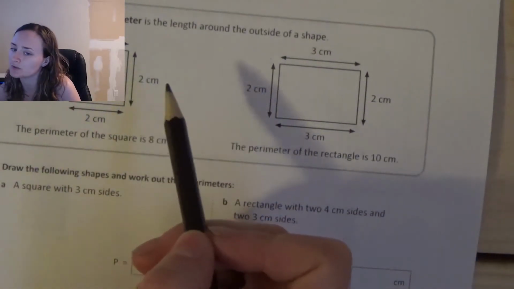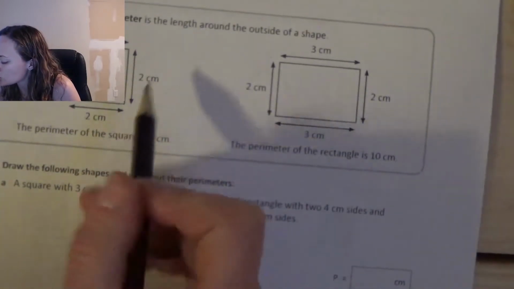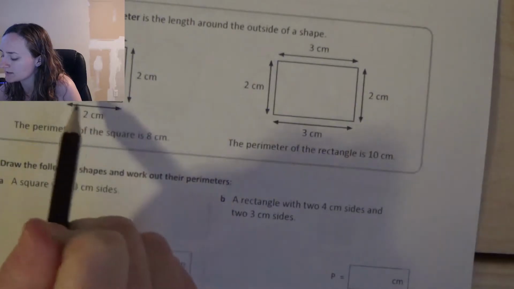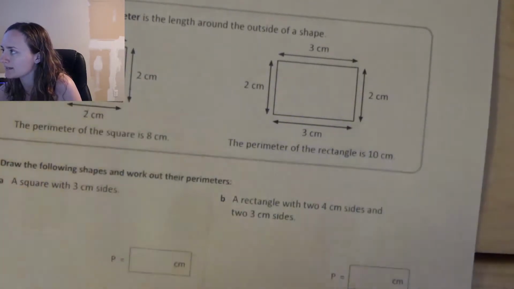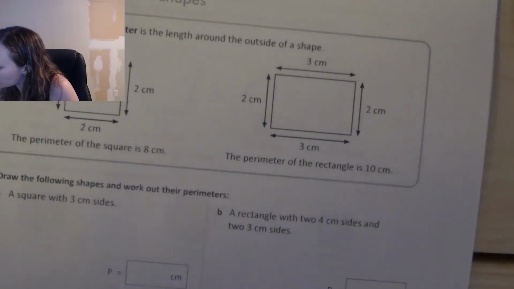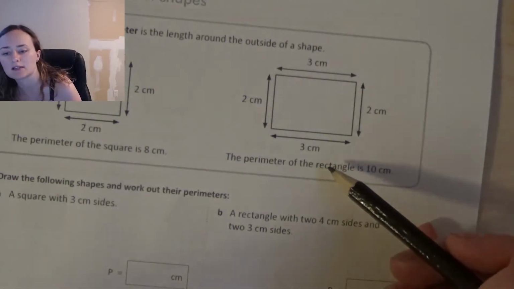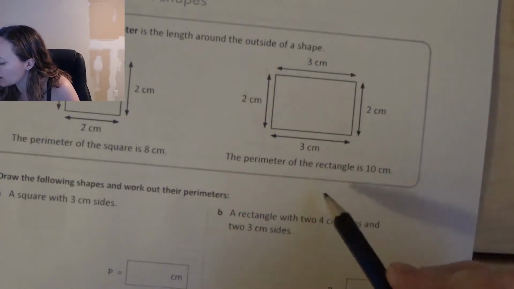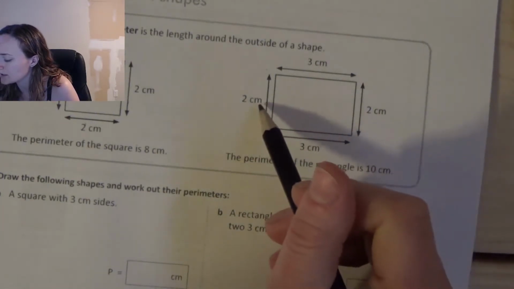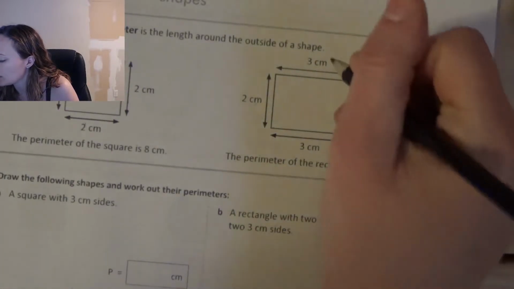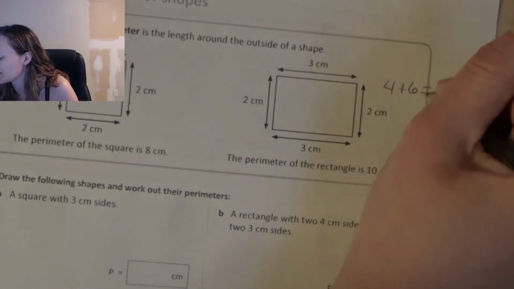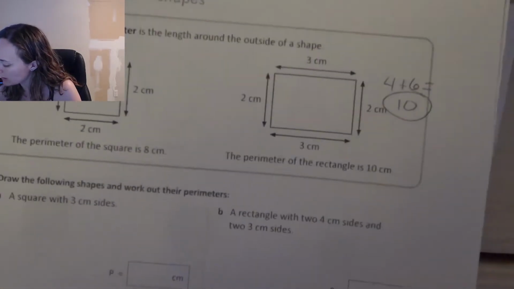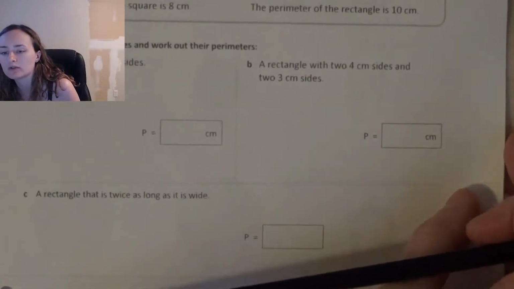Or with squares, you could do multiplication, but we'll get to that later. So if each one of these lines is 2 centimeters, then the perimeter of the square is 8 centimeters. 2, 4, 6, 8. 8 centimeters. For the rectangle, it's a little bit harder because, as you know, with a rectangle, two sides are longer than the other. So the perimeter of this rectangle is 10 centimeters. I can figure that out. Well, 2 and 2 is 4, 3 and 3 are 6, 4 plus 6 is 10. Done.